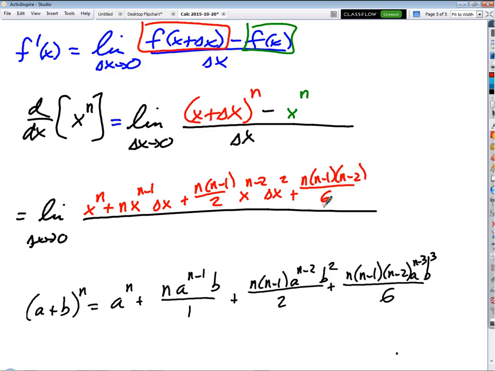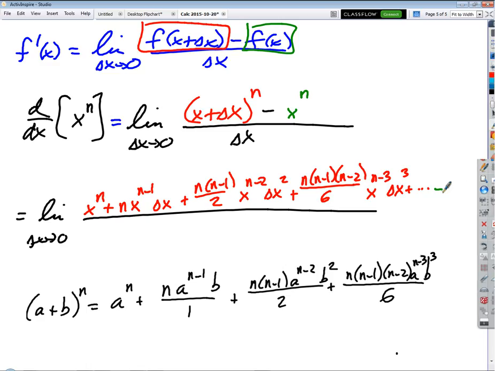Let me preemptively answer your question. What we're going to find is it's not going to matter. Pretty soon we're going to see that it's not even going to matter what that looks like. So you'll see in a second. Times, what are going to be the powers of x and delta x here? x to the n minus 3 delta x cubed, right? Plus, etc. On and on and on.